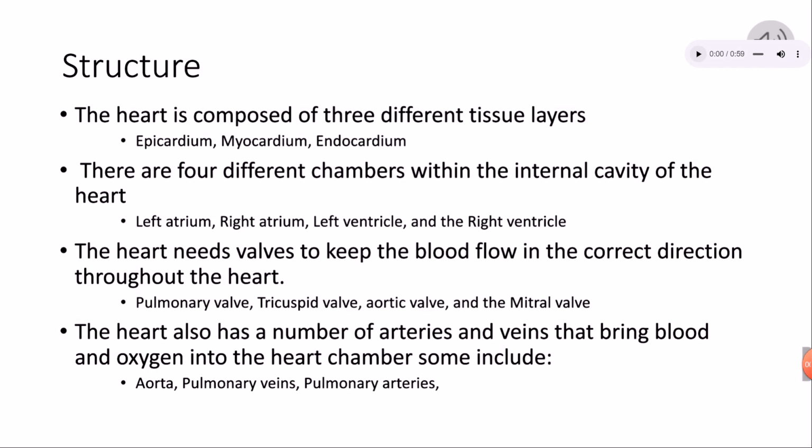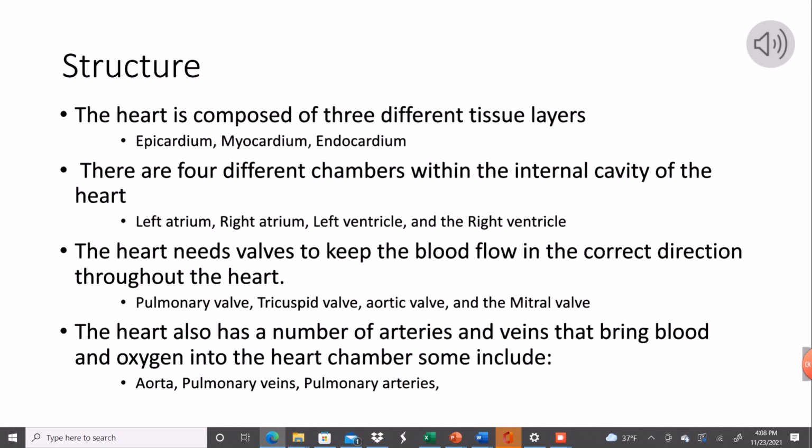Moving from there, we look at the four chambers that divide the heart: the right atrium, the left atrium, the right ventricle, and the left ventricle. The right and the left atria are thin-walled chambers that collect blood from the veins, while the left and right ventricles are thick-walled chambers that aggressively pump the blood in and out of the heart and into the body.